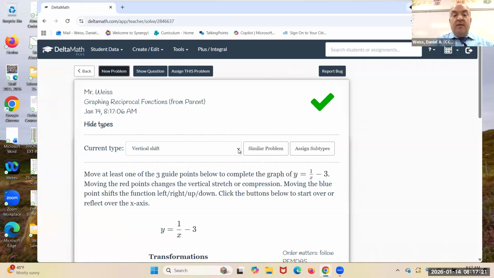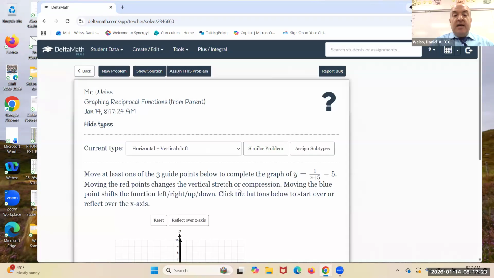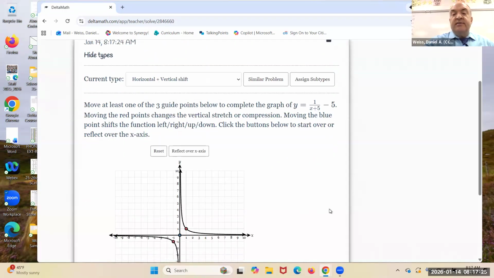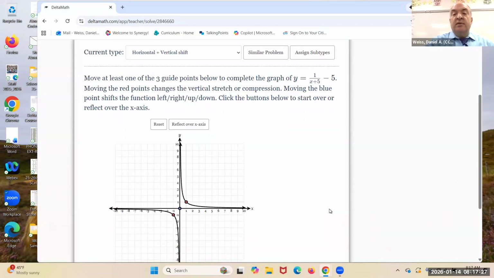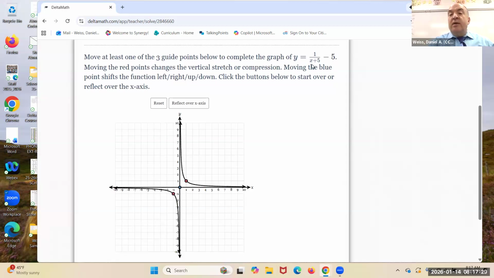Easy. Okay. Now, how about this? Two problems in one. That's all right. What number do I put in for x in order to make the bottom 0? It's going to be -5, right? So here I go, -5. I'm at -5. But I also have to go down to -5 here. Okay. That's it.